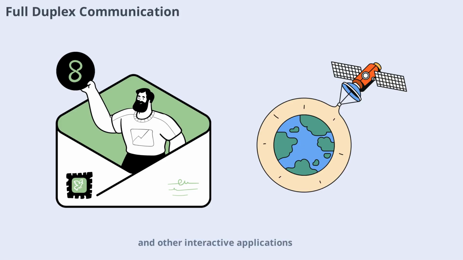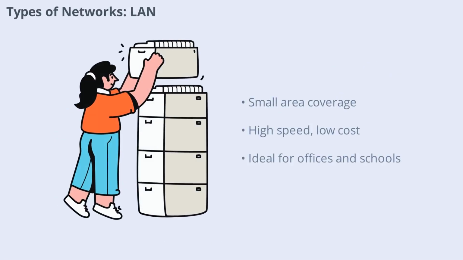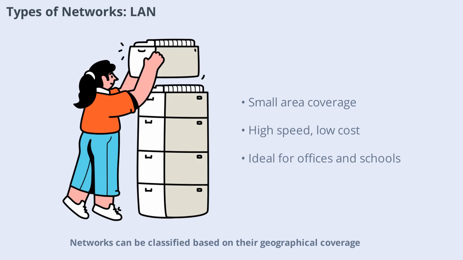Networks can be classified based on their geographical coverage. The first type is LAN, or local area network. LANs cover small areas like a single building, school, or office. They are known for high speed and low cost, making them perfect for connecting computers within a limited space. LANs are commonly used in homes, schools, and businesses to share resources and information efficiently.